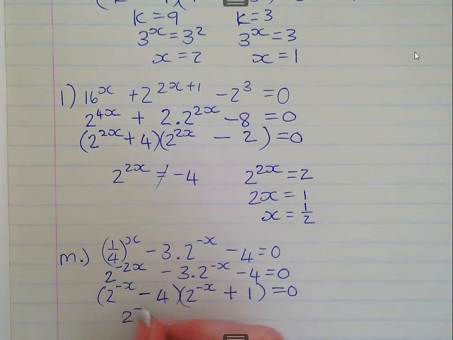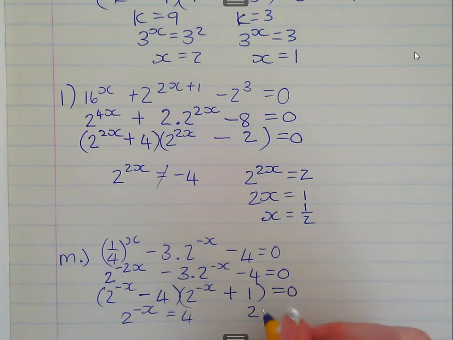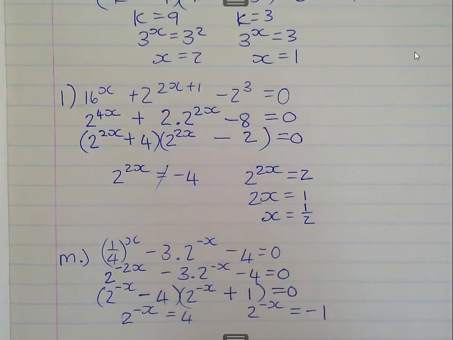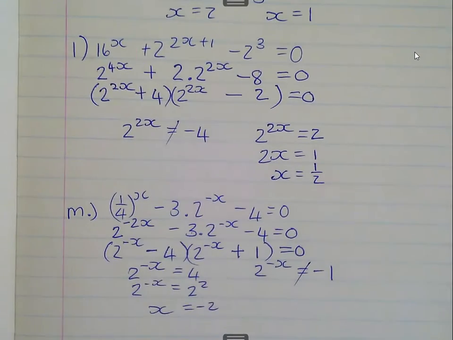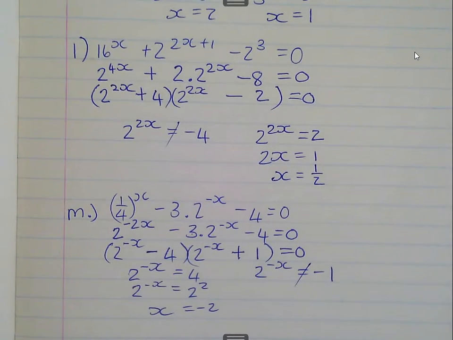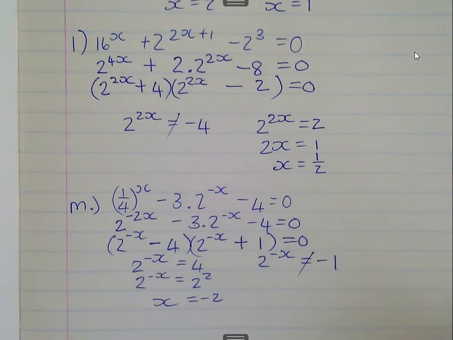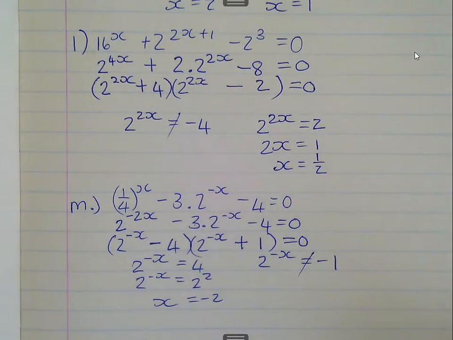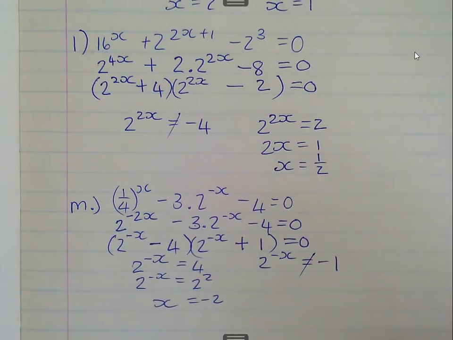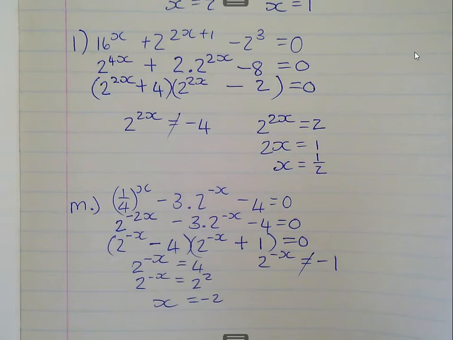So my answers will be 2 to the power of negative x equal to 4 and 2 to the power of negative x equal to negative 1. This right hand side one is not possible. Can't work with the negative there. So it's out. This one is 2 to the power of negative x equal to 2 to the power of 2, and therefore x is equal to negative 2. Did you get it right? Okay? All done? Done.